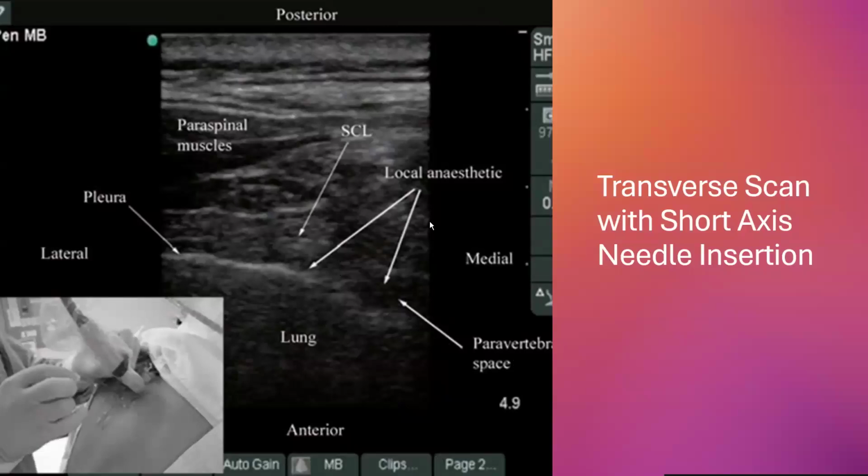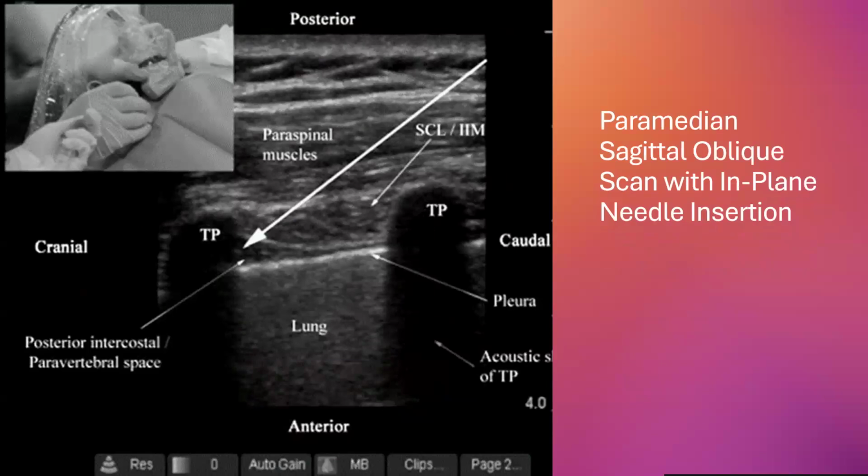Usually we do not recommend it for your procedures. Now, to do a short axis needle insertion, you have to first locate the transverse process and the rib, and then go into the intertransverse area. Remember, this picture we will be able to see in the intertransverse area, and after seeing this, you put the needle slightly anterior and into the thoracic paravertebral space, and inject the local anesthetic and steroid.